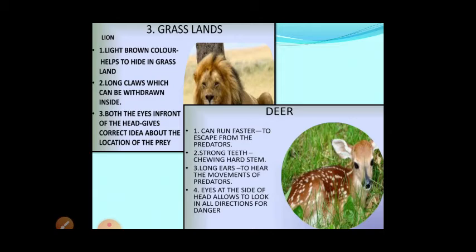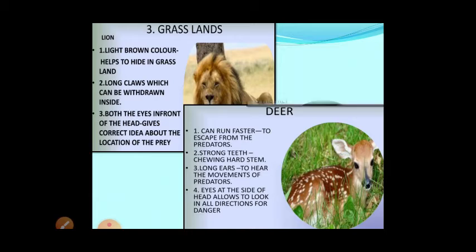Then this deer has one good sense. They can easily identify from a long distance. They can understand that a predator, like lions or tigers, is chasing them or is coming nearby to hunt them. So like that they can understand.